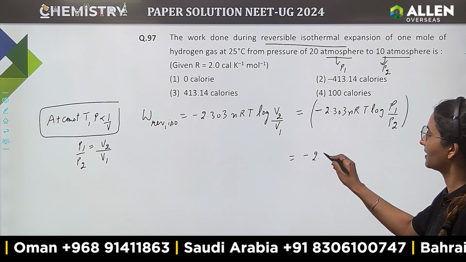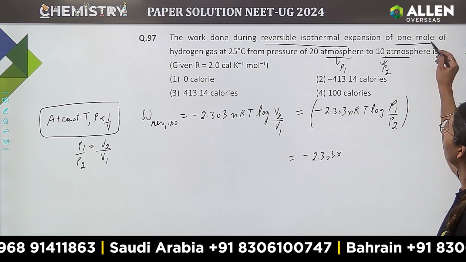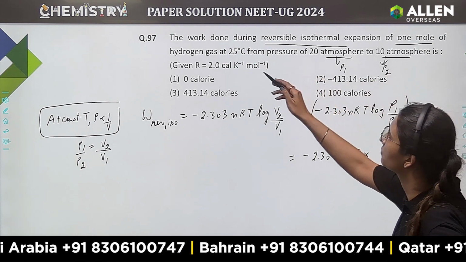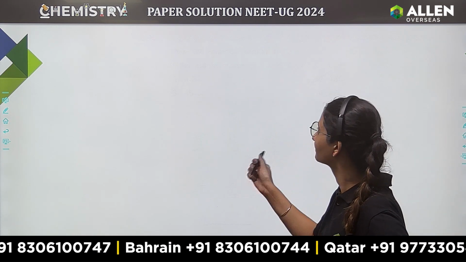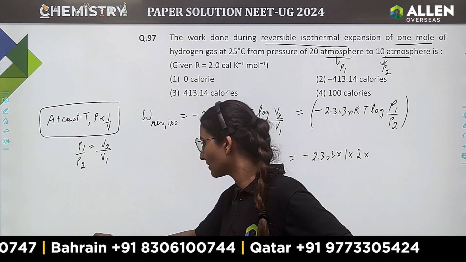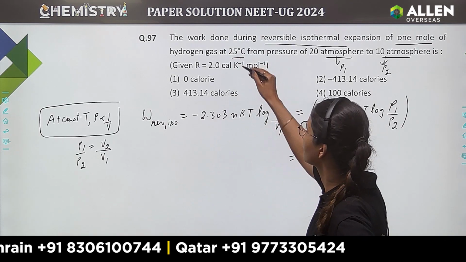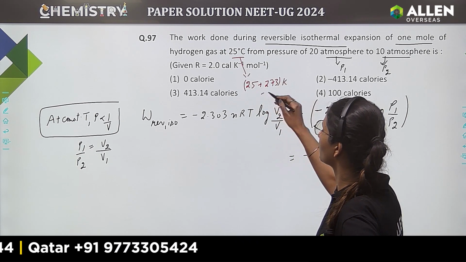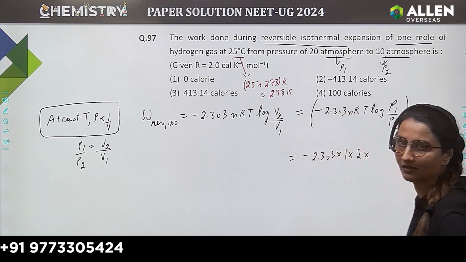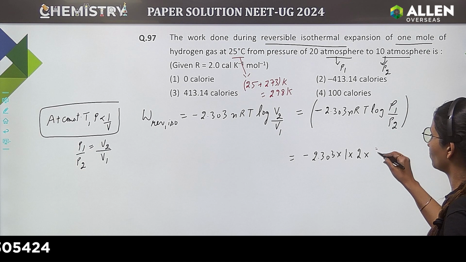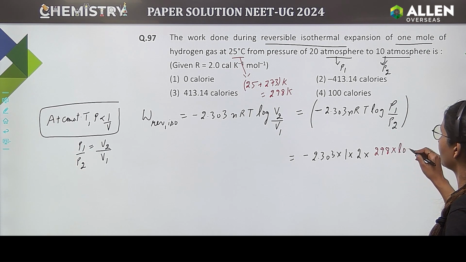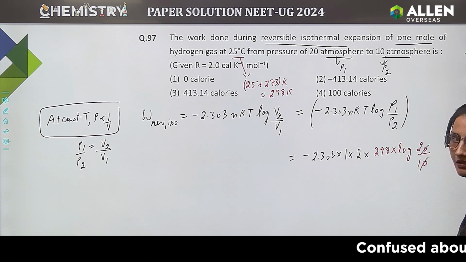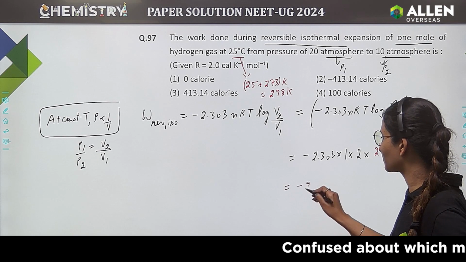See, minus 2.303. They have said 1 mole. n is 1. What is R? They have given it in the question, 2. What is the temperature? The temperature is 25 degrees Celsius. So dear students, convert 25 degrees Celsius to Kelvin. 25 plus 273 Kelvin. It is 298 Kelvin. So instead of T, put 298. What is P1? P1 is your 20. What is P2? It is 10. Log 2. Log 2 you all know. Log 2 is what, students?